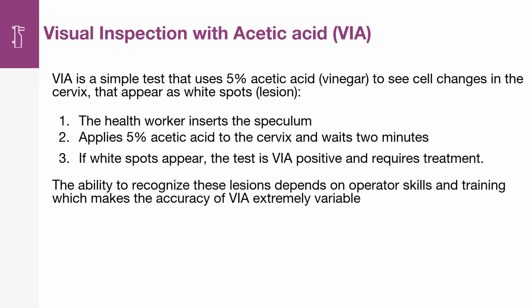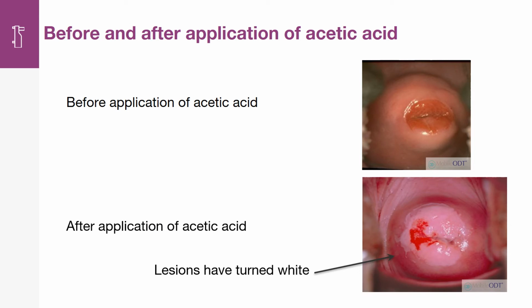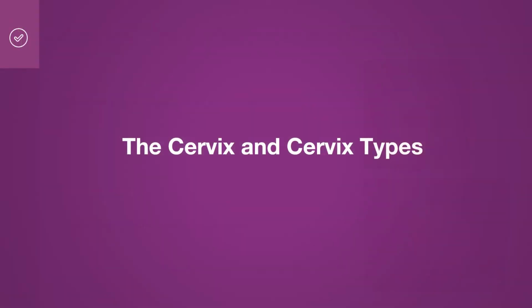Here is an example of how a cervix looks before and after the application of acetic acid. You can notice how the lesions have turned white after applying the acetic acid. Now you know how to perform the examination, but how can you tell if what you're seeing is eligible for treatment? It's time to understand the cervix type.